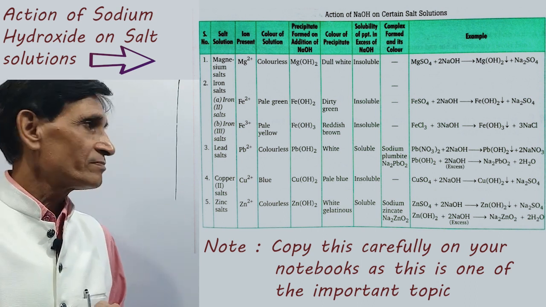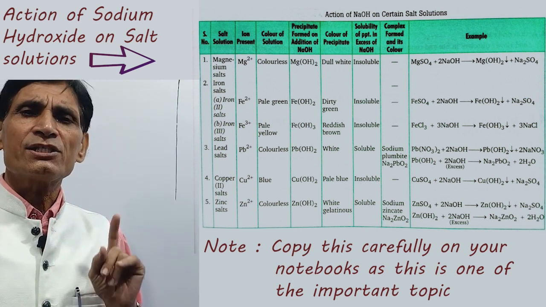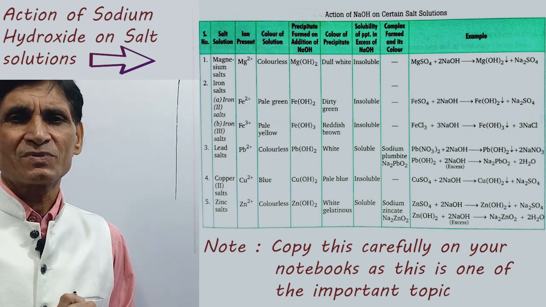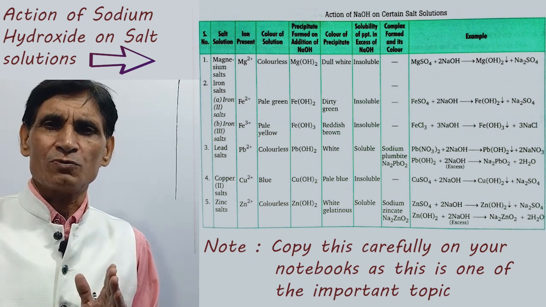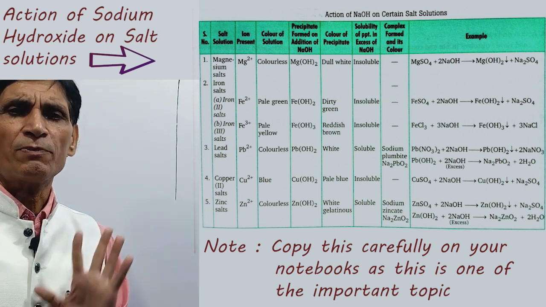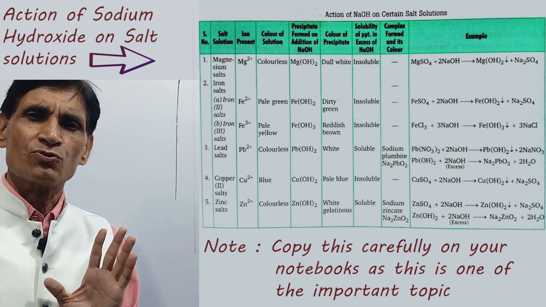Next point, copper salt. Copper salt contains the Cu2 plus ion. The color of the Cu2 plus ion is blue, and the color of the salt is blue. It is water soluble. We are taking copper sulfate salt here. Its solution is blue, remember, aqueous solution.